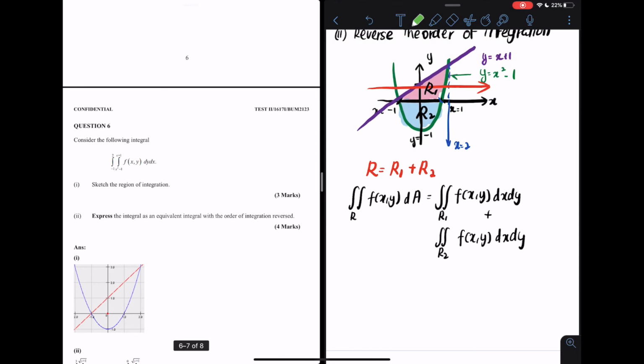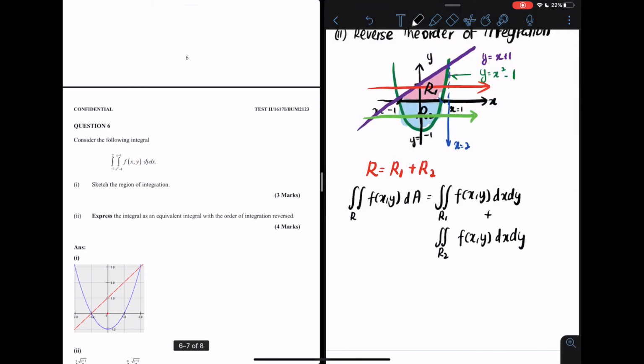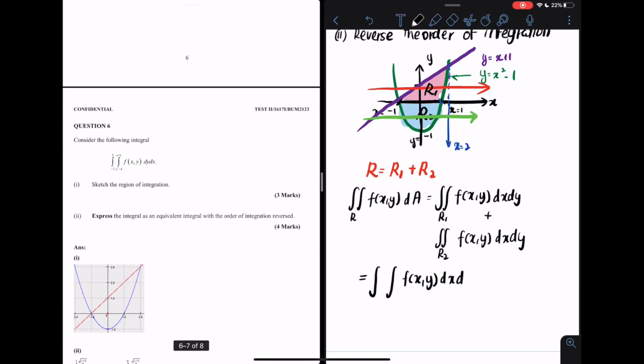Okay, please take a look at the red arrow first, or the first region R1. Right after this, you will see that you have to have a double integral for function f(x,y) dx dy. Hence, this explains why we have an arrow parallel to the x-axis moving from left to right.